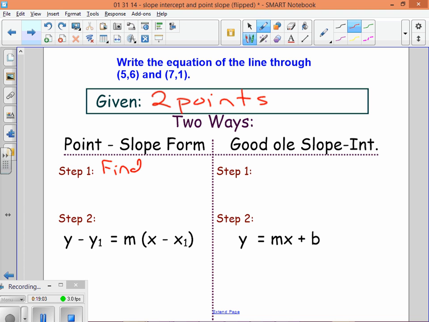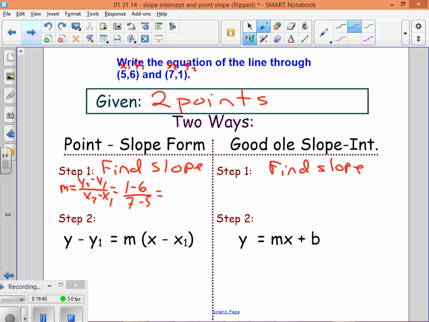So step 1, find slope. Whichever way you want to do the rest of it, that's your first step. Remember your slope formula equals y2 minus y1 over x2 minus x1. So we have to label these 2 points with x1, y1, x2, y2. I'm going to label the first one x1, y1, the second one x2, y2, just to be boring. Now y2 minus y1 is 1 minus 6 over x2 minus x1, 7 minus 5. This is negative 5 divided by 2, and so my slope is negative 5 over 2.